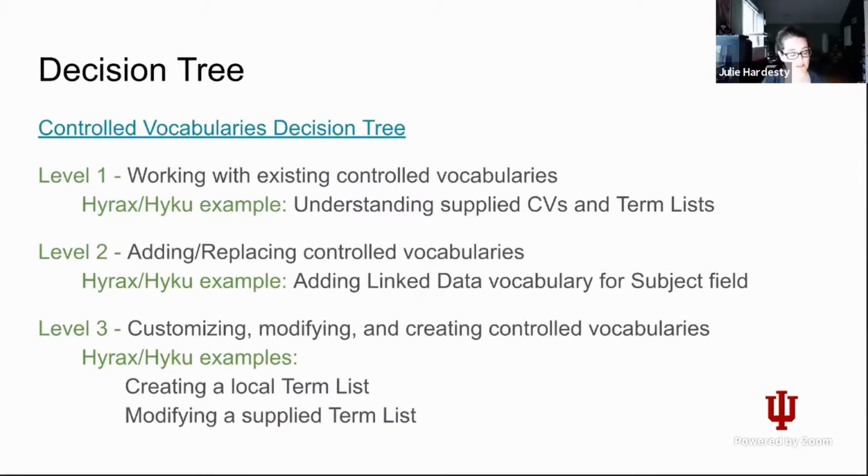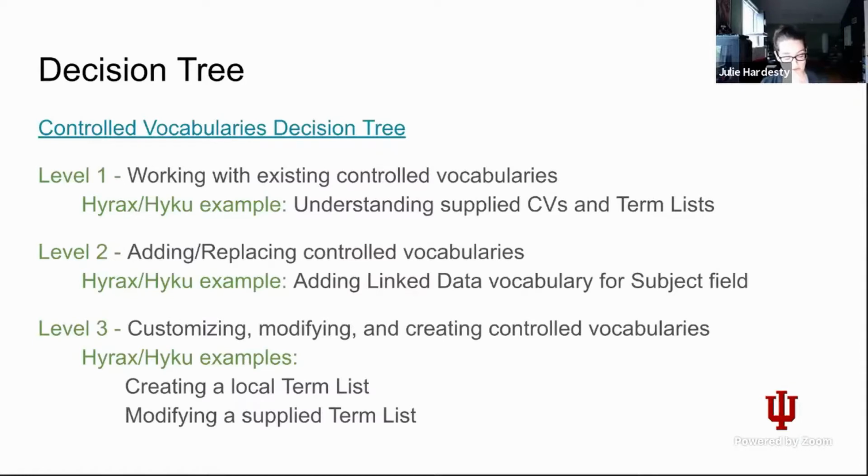So what we've done with this decision tree is broken it up into what we're calling levels. The first level is evaluating any controlled vocabularies that might come with a system that you're using. So identifying things to consider when you're evaluating if those supplied controlled vocabularies work for your needs. We're also defining a little bit of terminology specifically for the decision tree document to distinguish between what we're calling capital C controlled vocabulary, like a proper name, something that would be called externally, like a linked data source, versus what we're calling a term list, which might be sourced from an authority, but is a list of terms that's stored locally for whatever reason for use in the system. And we also are supplying with each level a Hyrax Hyku example.